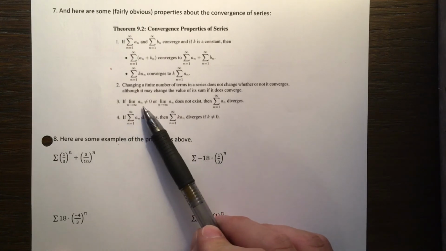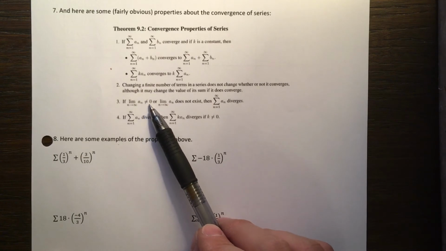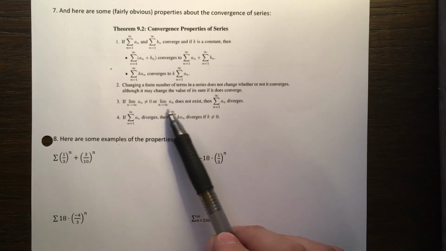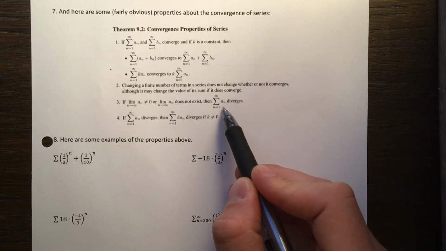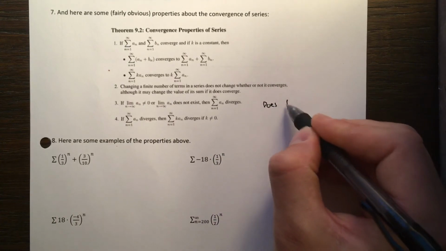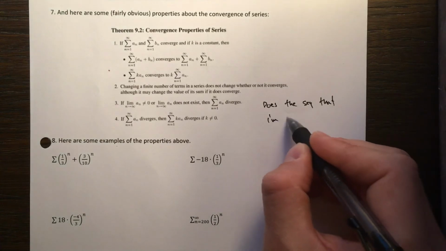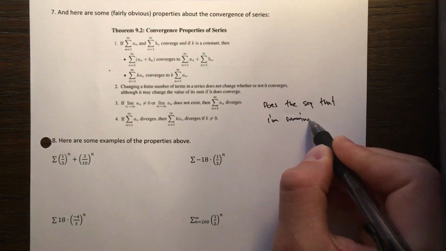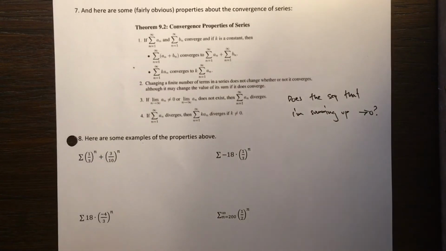So if the limit as n approaches infinity of a sub n does not equal 0, or it does not exist, then this is going to diverge, right? If you're going to add up infinitely many things, and this is pretty important, that thing has to approach 0. So that should always be your first check. Does the sequence that I'm summing up approach 0? If not, then your series is definitely going to diverge.